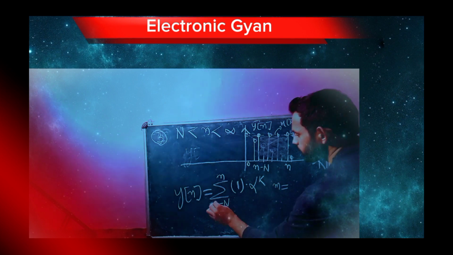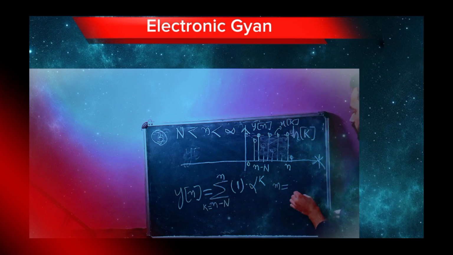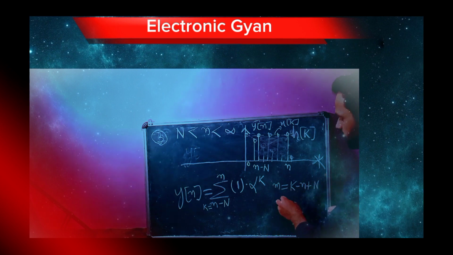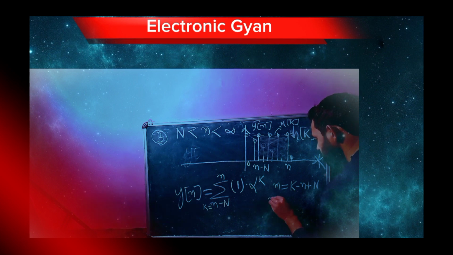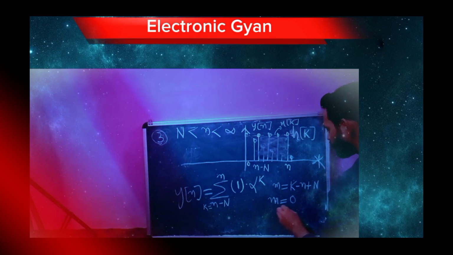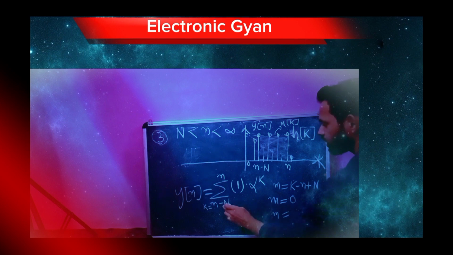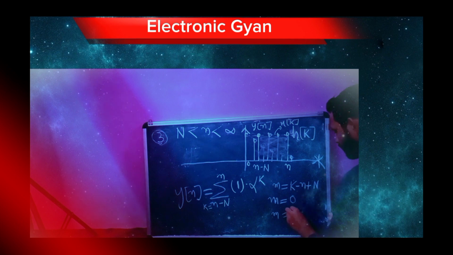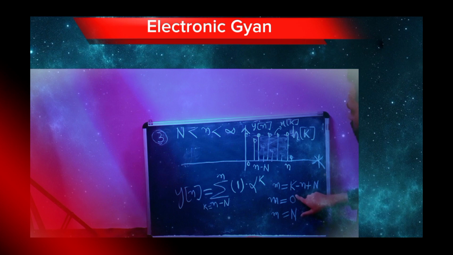M is equal to what? This is the range for k. So M is equal to k minus n plus capital N. Okay, let us assume M is equal to k minus n plus capital N. So where is M ranging from and to? Put k is equal to n minus capital N, I will get M is equal to 0, and again put k is equal to n and I will get M is equal to capital N. So now my new range for M is from 0 to capital N.